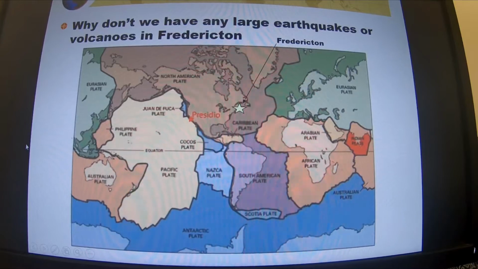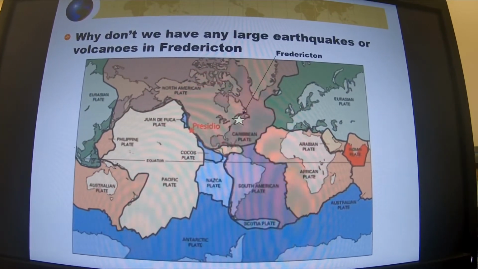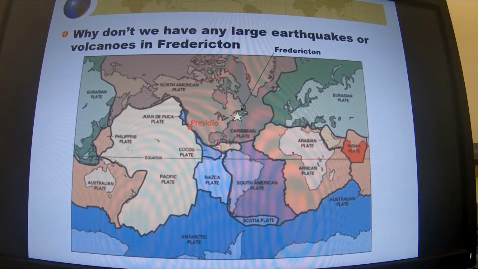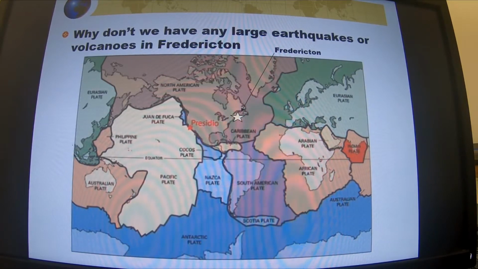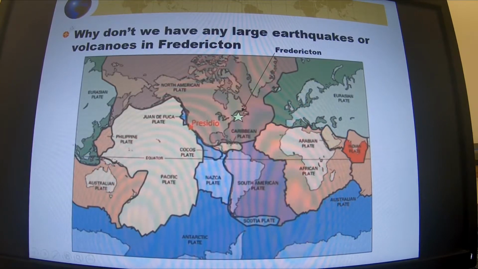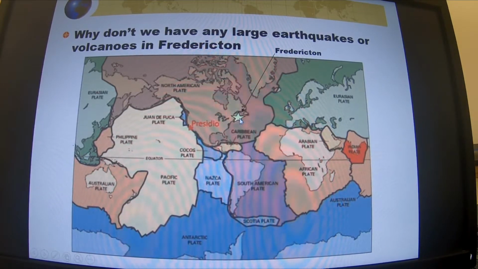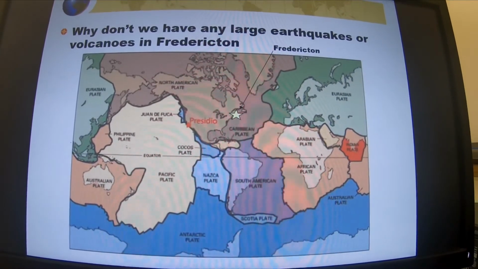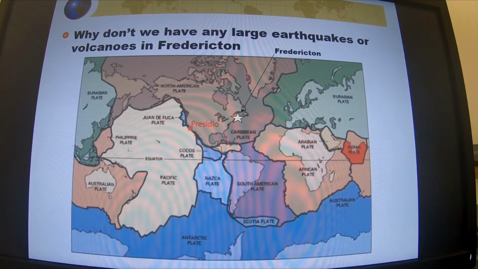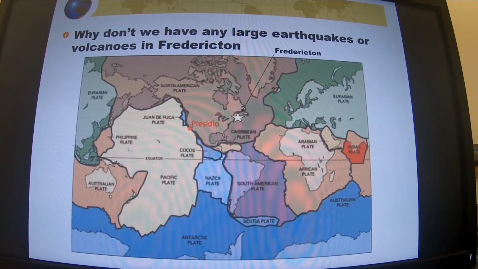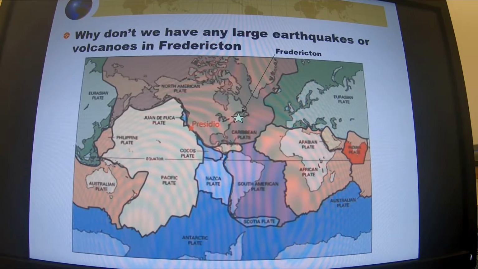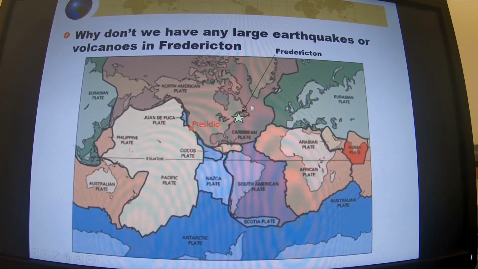Now, let's just take a guess here, and we're going to look at Canada. Why do you think there are no large earthquakes or volcanoes in the town of Fredericton? Now, Fredericton, the capital of New Brunswick, is right over here in this star. Now, if your guess was that Fredericton is nowhere near a fault line or a boundary, yes, that's why. You're not going to get earthquakes and volcanoes popping up randomly in places like Fredericton.